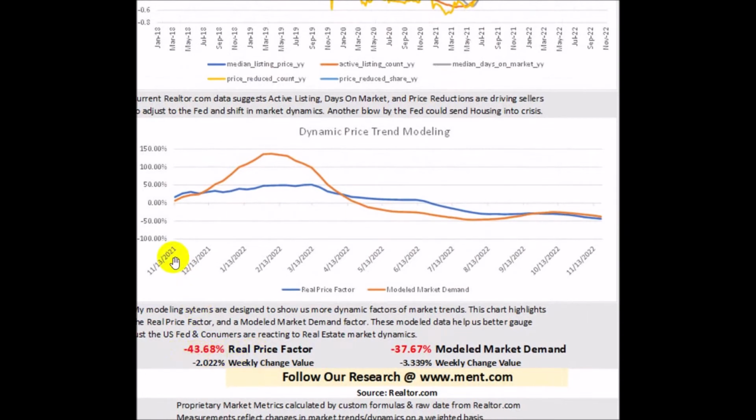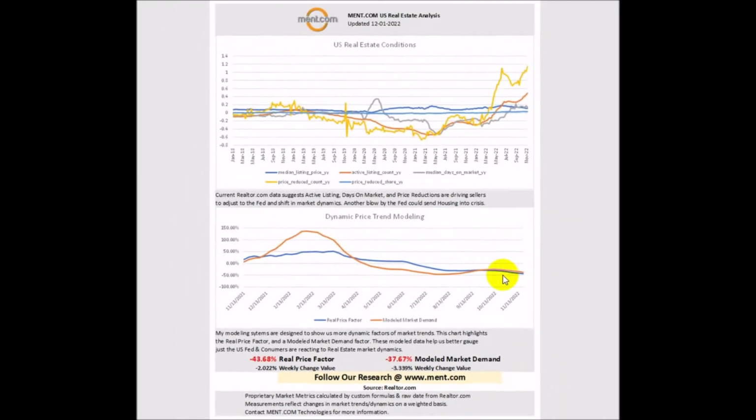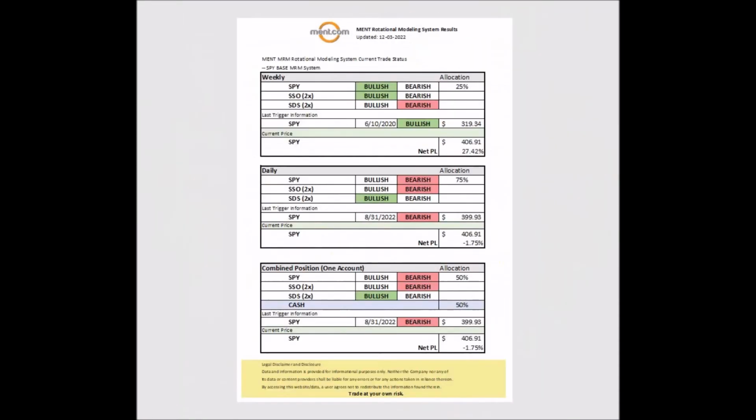This is over the last year. You can see the price factor here is the blue line, and modeled market demand is the orange, or gold, line. You can see we're down into negative territory here, and we are trending downward on a week by week basis. It's been like this for many weeks now, since essentially October. Now, it is important to understand that we are seeing continued weakness in the market, which is not translating into any real appreciation in real estate.